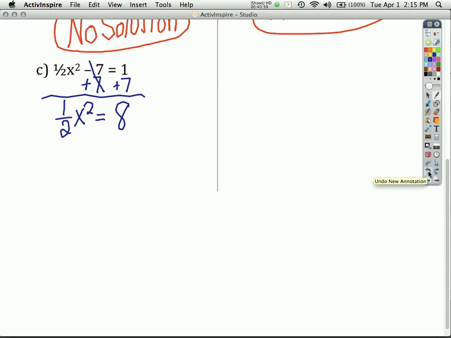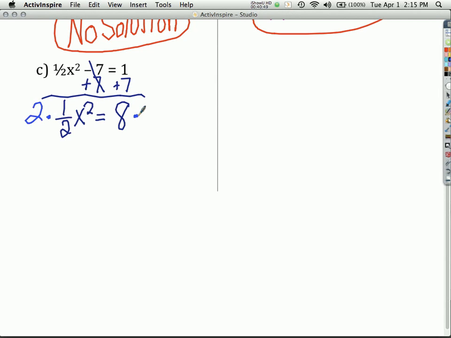And so what was the other approach, Exol? Very good. Instead of dividing, you multiply by a reciprocal. Multiply by the reciprocal, that will also get rid of it. And now we're left with x squared equals 16.